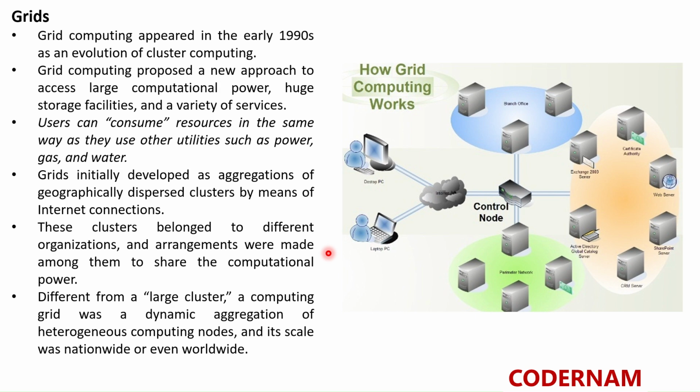So next, the grids. Grids appeared in the early 90s, and users can consume resources in the same way as they use utilities. Grids were initially developed as aggregations of geographically dispersed clusters by means of internet connections. They proposed a new approach to access large computational power, huge storage facilities, and a wide variety of services.